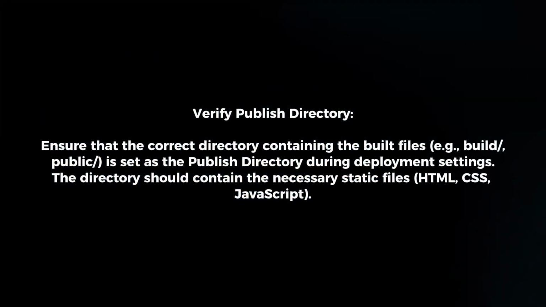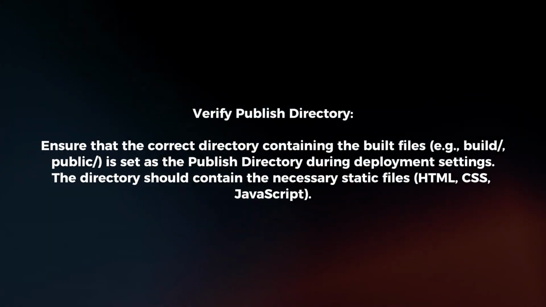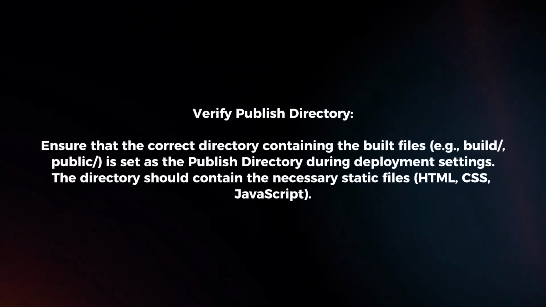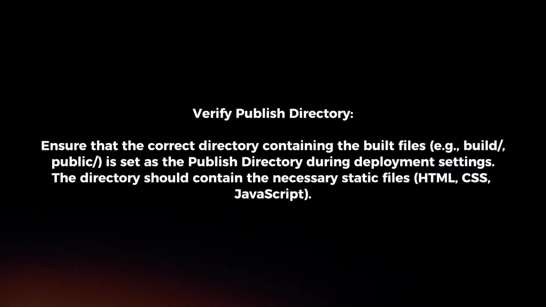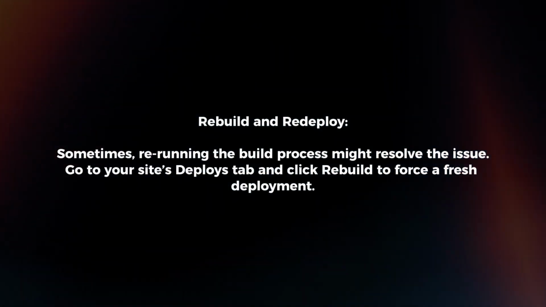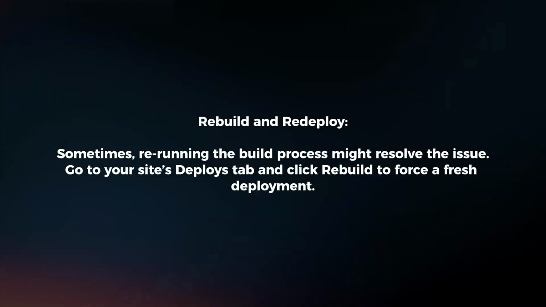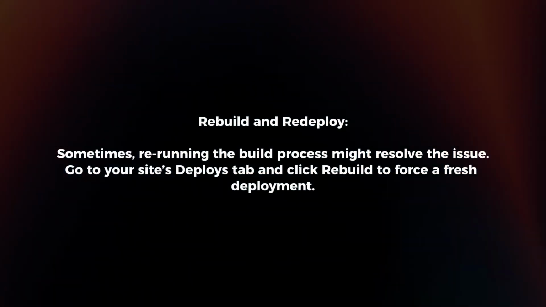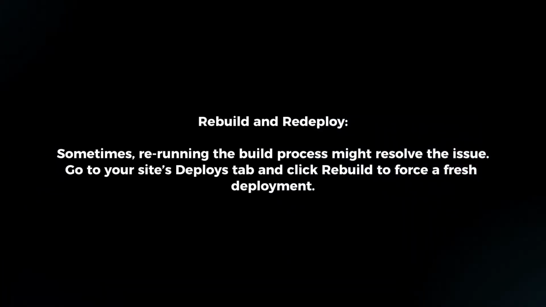Verify publish directory. Ensure that the correct directory containing the build files is set as the publish directory during deployment settings. The directory should contain the necessary static files. Rebuild and redeploy. Sometimes, rerunning the build process might resolve the issue. Go to your site's deploys tab and click rebuild to force a fresh deployment.